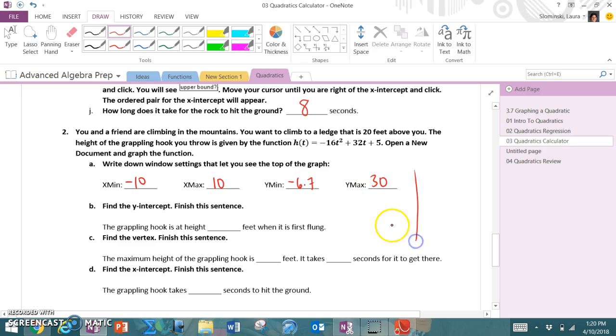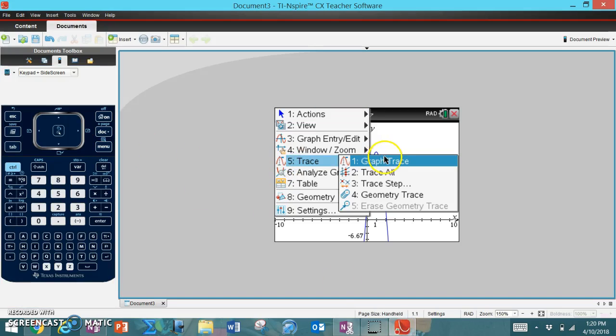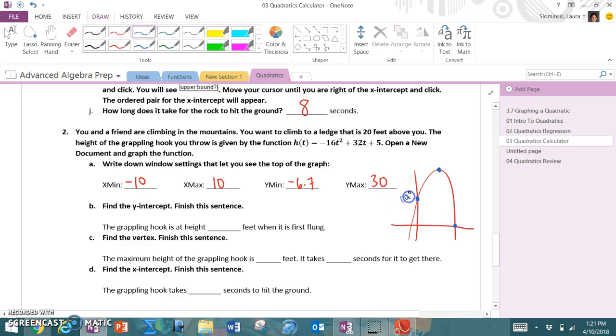I am going to draw the picture that I see, and ultimately I'm going to use that to find these 3 points. The first one, part B, asks about the y-intercept. As a reminder, we go Menu, Trace, Graph Trace. This time it didn't work out as nicely, so I hit 0, enter, and it gives me the nice y-intercept at 0, 5. So I found this point to be 0, 5, and so the hook is at the height 5 feet when it's first flown.